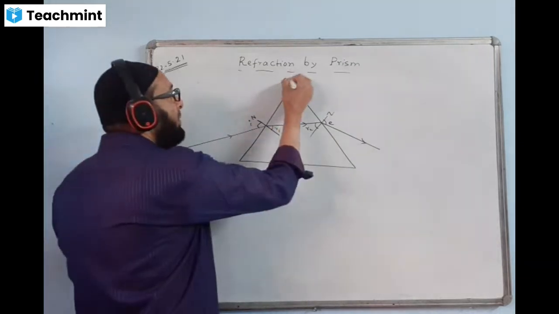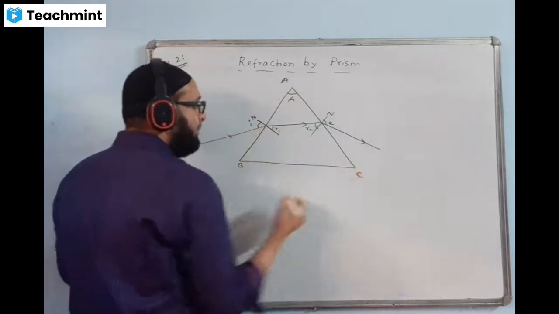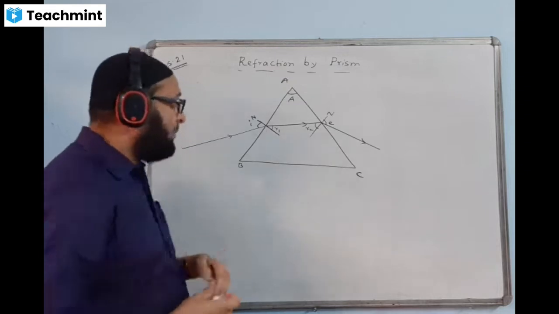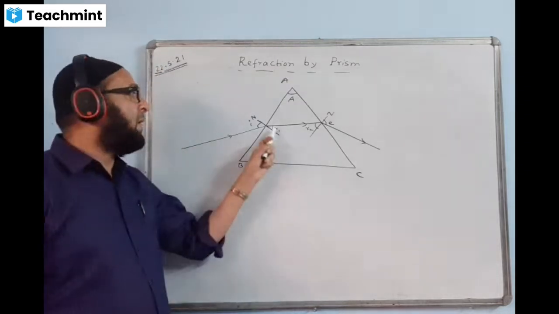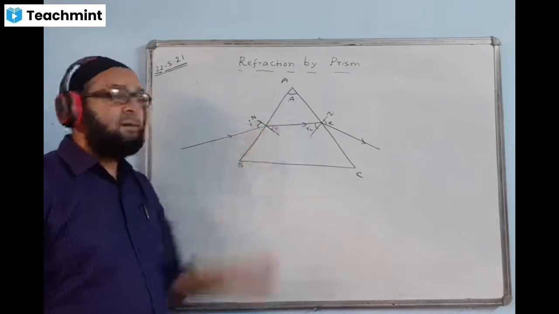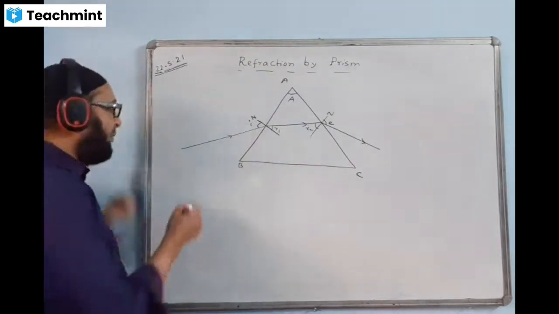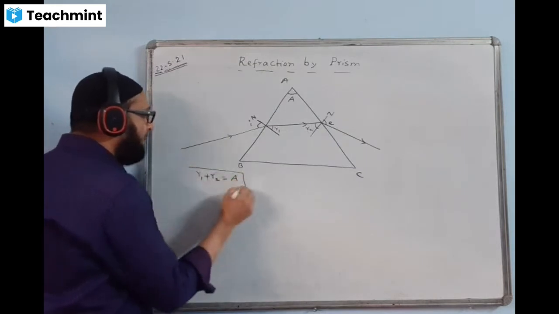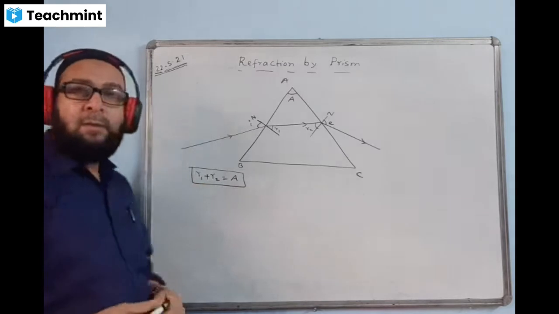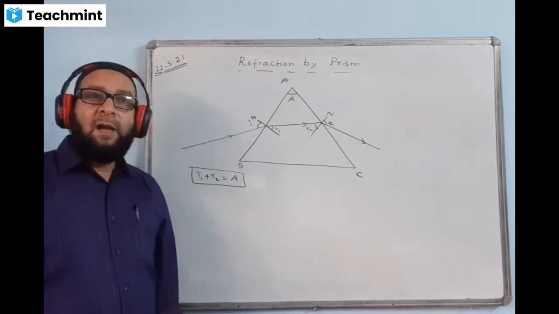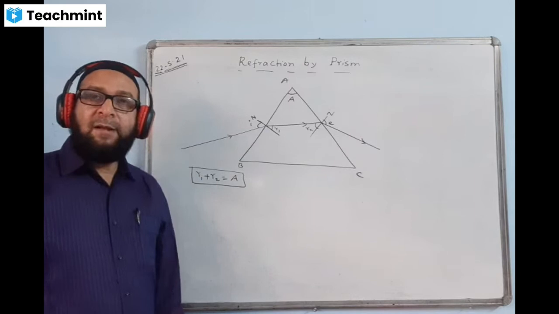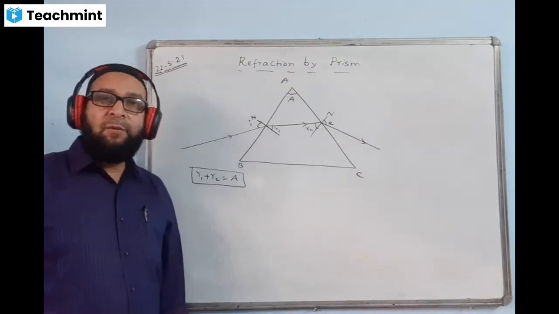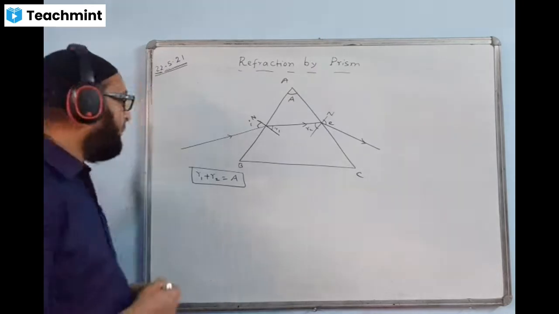Okay, I'll name the prism as ABC. Now in a prism we always have this property: R1 plus R2 will always be equal to A. In a prism we always find that R1 plus R2 will be equal to A. This will always happen. Okay. Why does this happen? Let us find the reason. There is a mathematical or geometrical reason why it happens like that. We'll prove it.